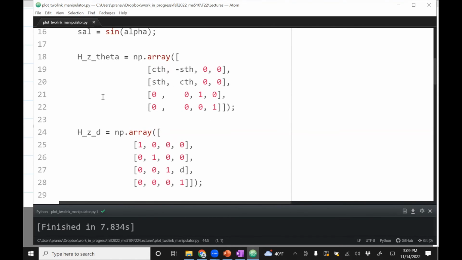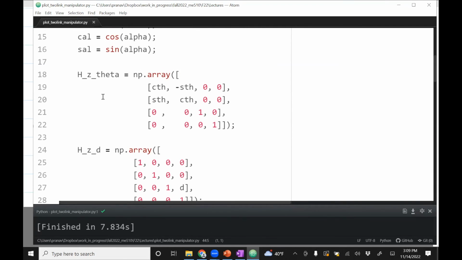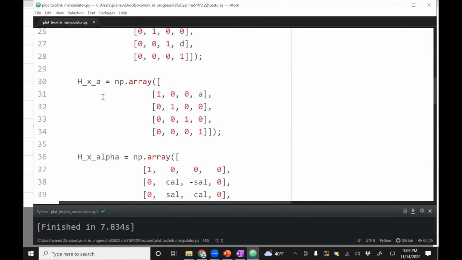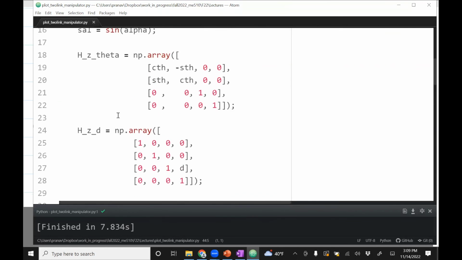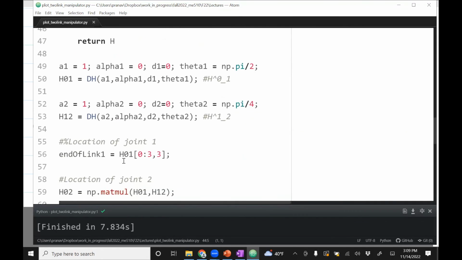Now, you could either do these multiplications and get the formula like I wrote it here in the handout, or you can actually not do the multiplication ahead of time. You can just assemble the H by doing these 4 transformations. They're composed of alpha, A, D, and theta, and that's what I chose to do. I just kept it as individual H's, which I then multiplied together to get the H.